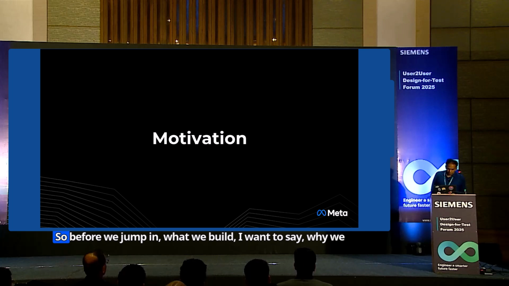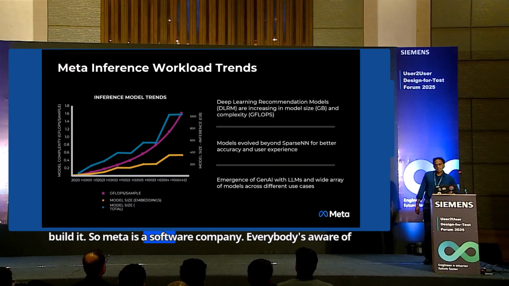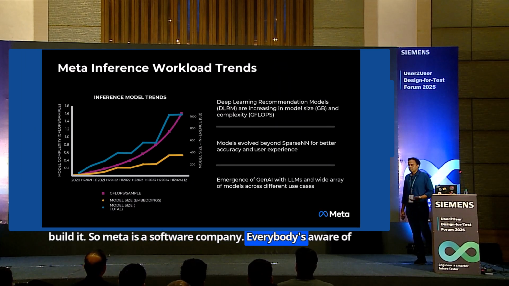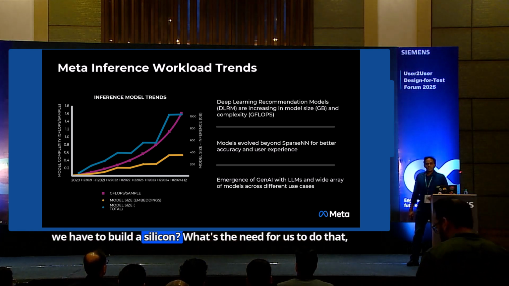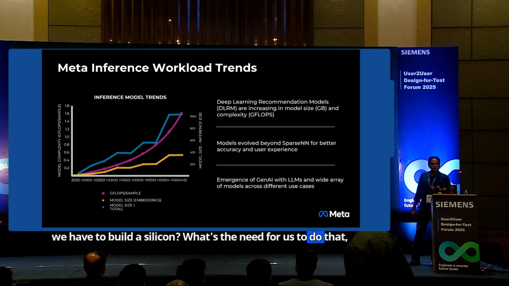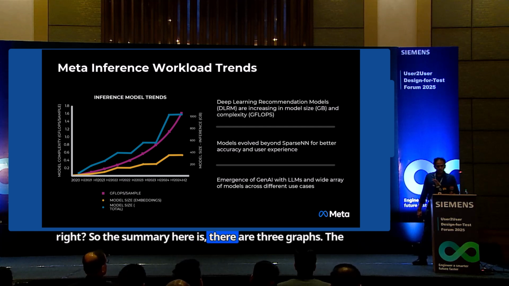Before we jump into what we built, I want to say why we built it. Meta is a software company. Everybody's aware of it. You use WhatsApp, Facebook, Instagram all the time, right? Why do we have to build a silicon? What's the need for us to do that? The summary here is there are three graphs.